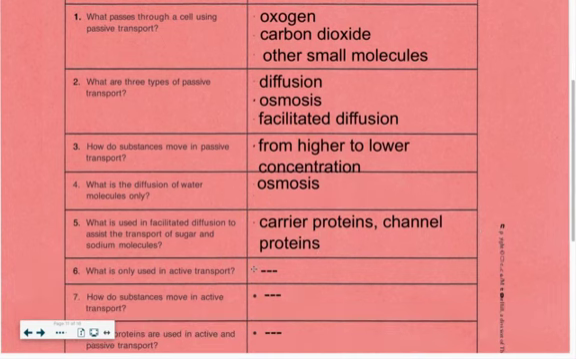And then what is only used in active transportation? And this is energy. Okay, and then how do substances move in active transportation? From lower to higher concentration.